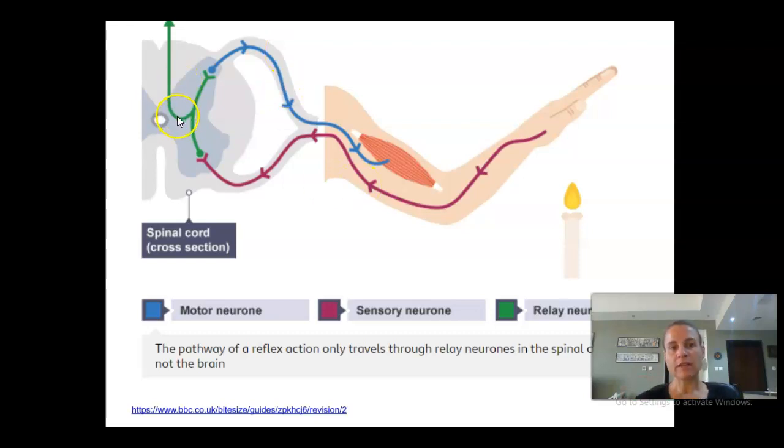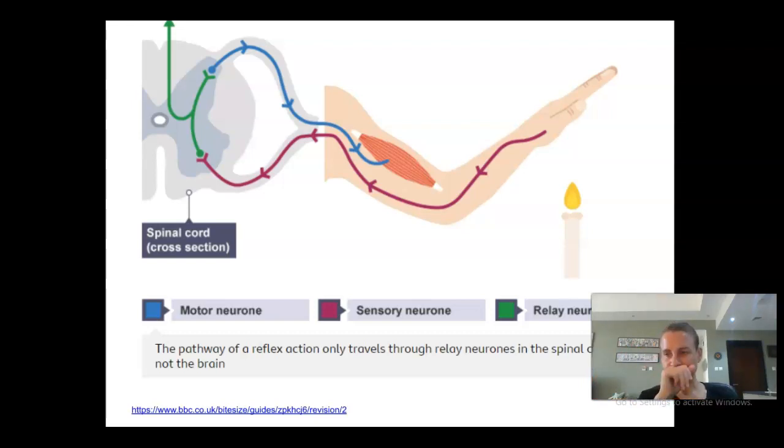You can also see here in the spinal cord that an impulse does go from your relay neuron, and that's going to go to your brain. That's when you're going to start to experience the pain. You only experience pain because an impulse tells your brain that something hurts.